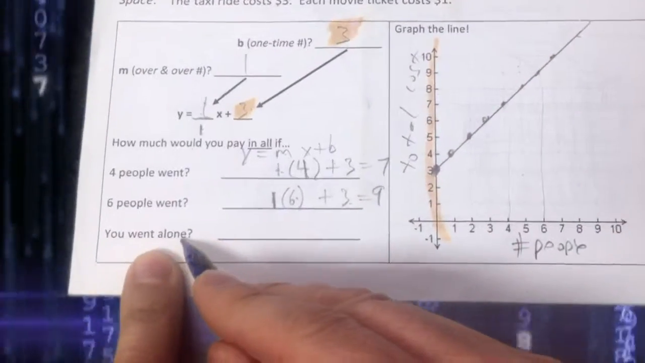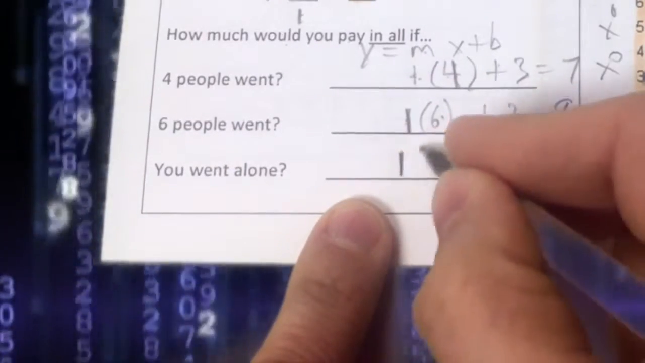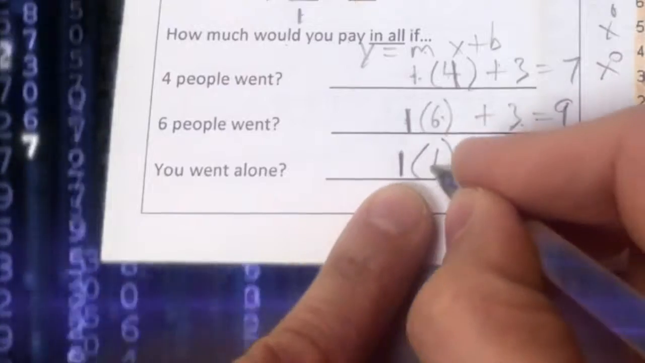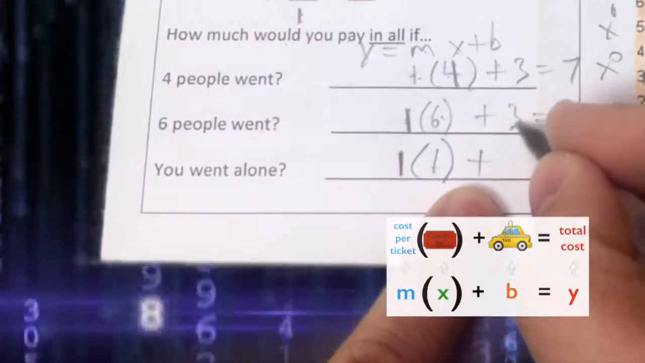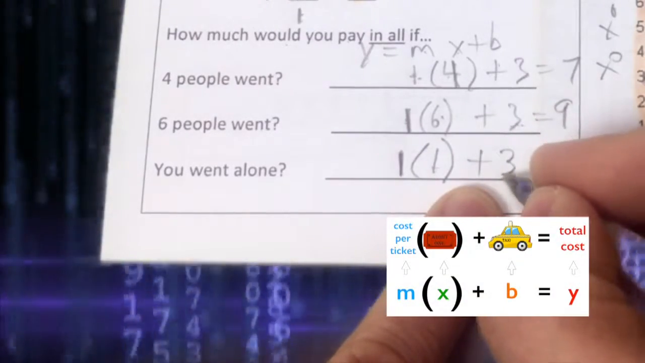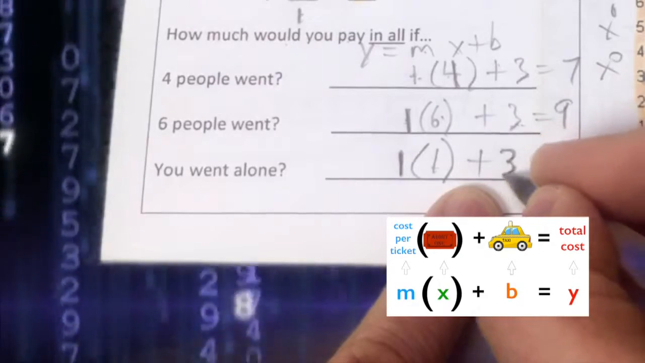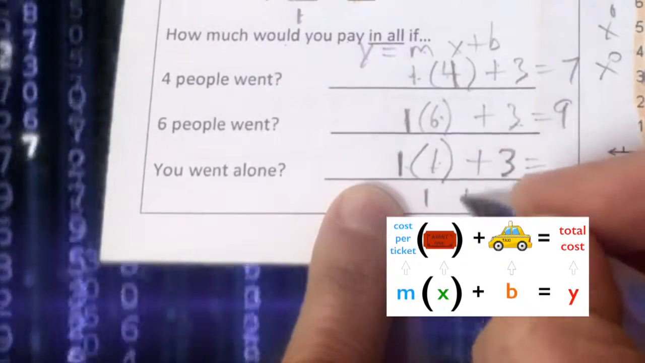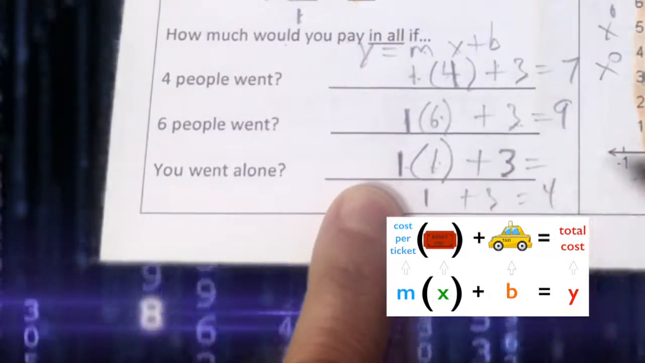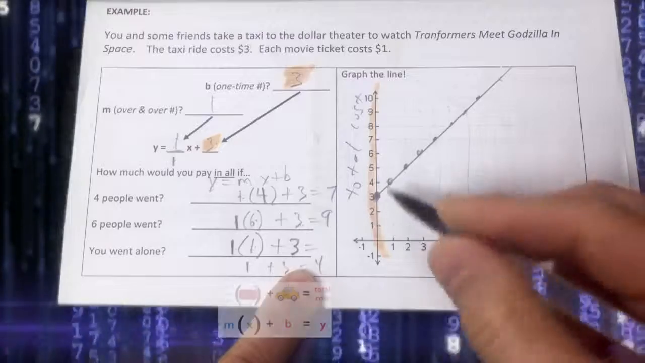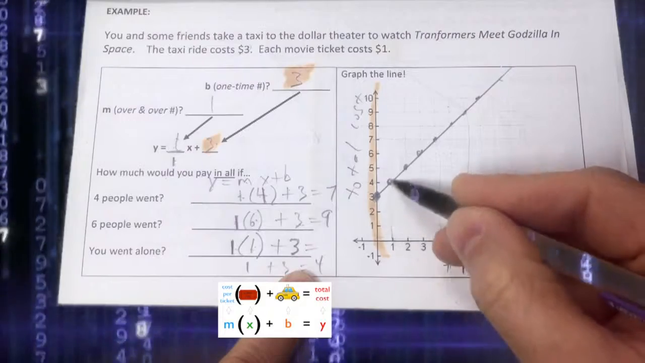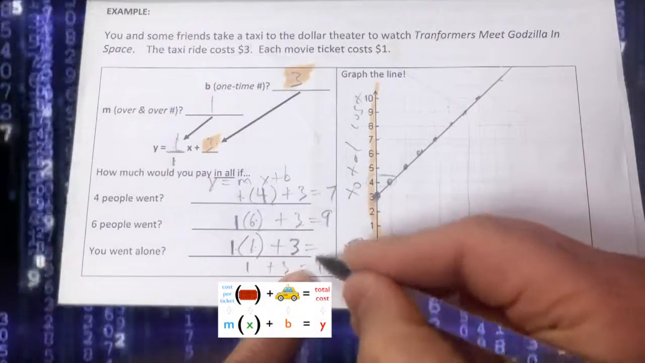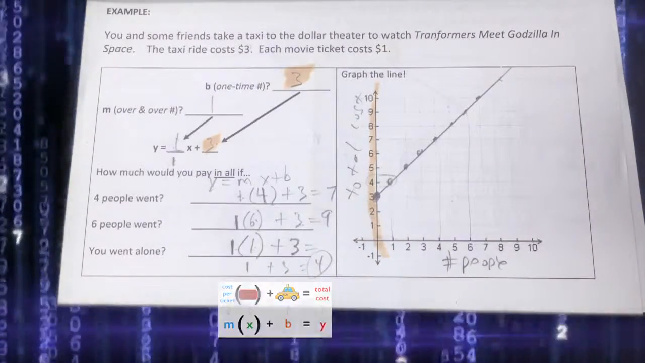What if you went alone? Just you. That'd be $1 a ticket times 1 person. Now the taxi ride's still $3, whether it's you by yourself or whether it's a whole bunch of people, okay? So 1 times 1 is 1, plus 3 gives us $4. So if you went alone, there it is. There's the $4. So it works either way.